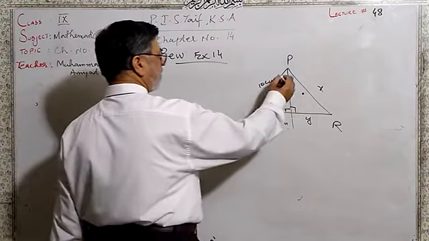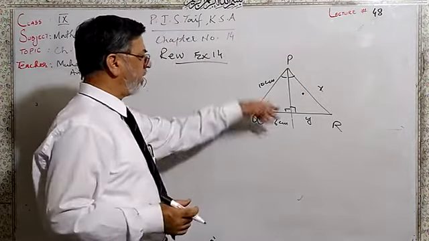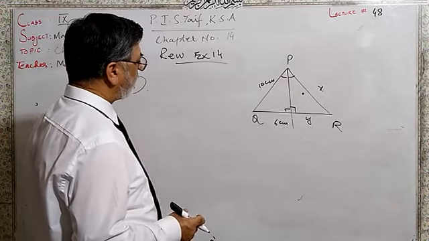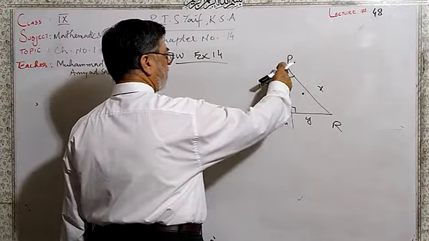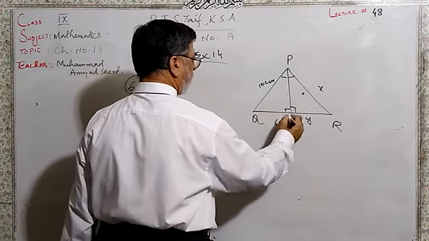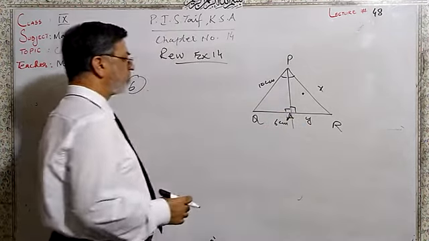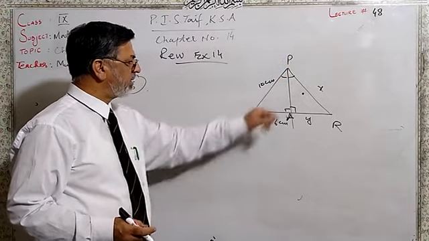So here you have a triangle PQR. In triangle PQR, here you can take this as PA, APQ. In right triangle APQ apply Pythagoras theorem.